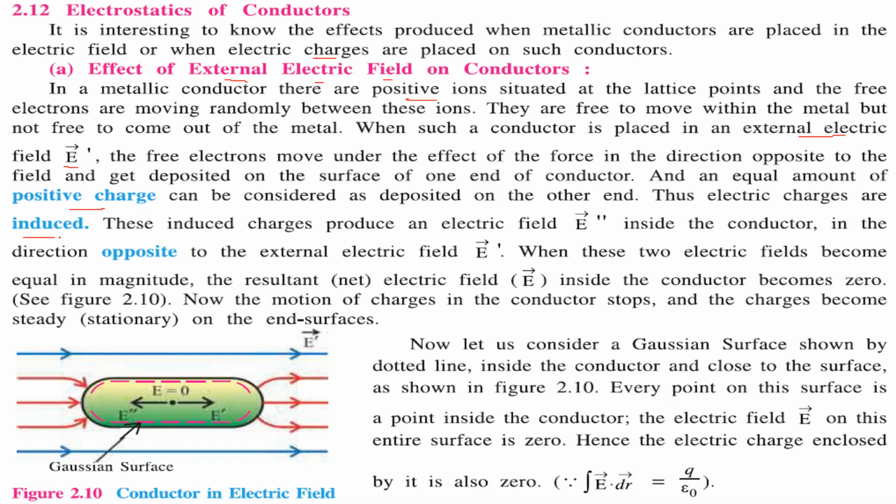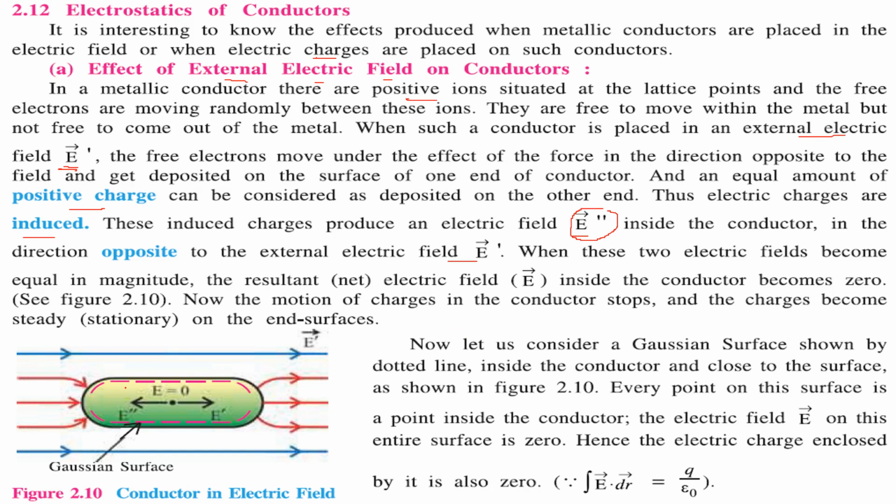So the electric charges are induced. And these induced charges produce an electric field by themselves, E double dash. The metallic conductor is subjected to an electric field E dash. Because of this, there are induced charges. Induced charges produce another electric field inside it, E double dash, which is in the direction opposite to the electric field E dash. And when these two electric fields become equal in magnitude, the resultant electric field will become 0. I'll show you with this diagram. The motion of charges in the conductor would stop, and the charge becomes steady or stationary on the end.